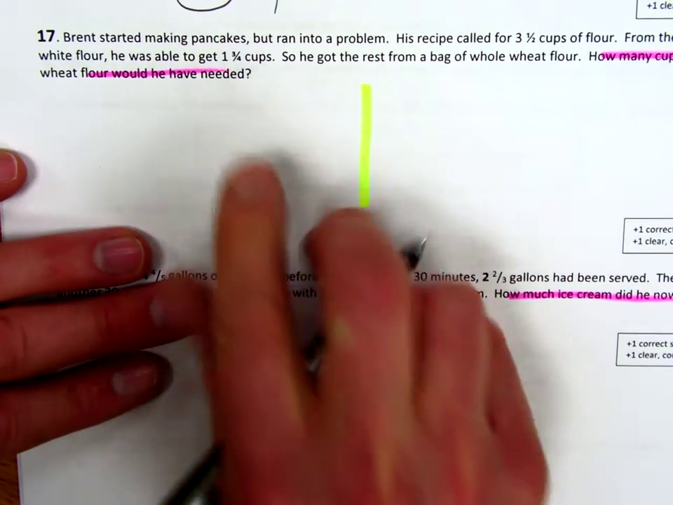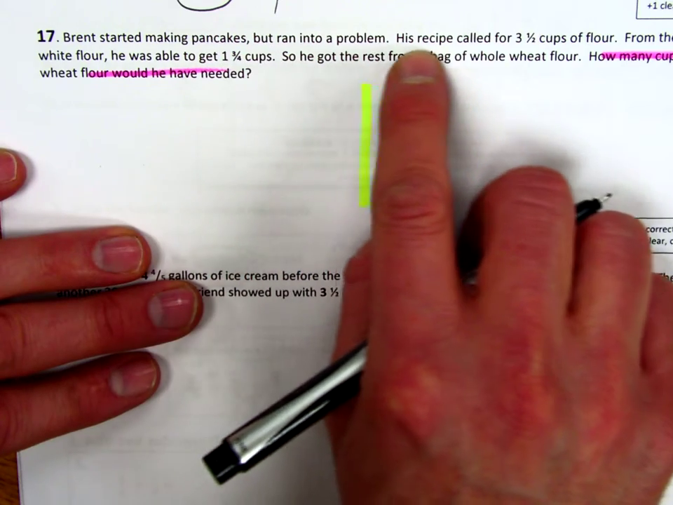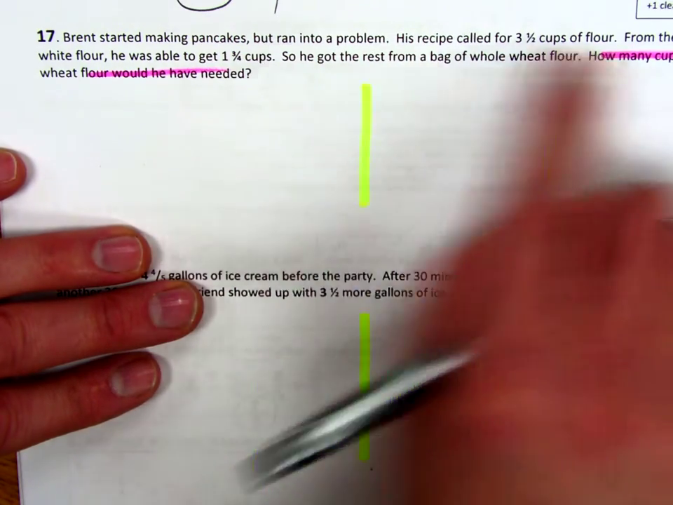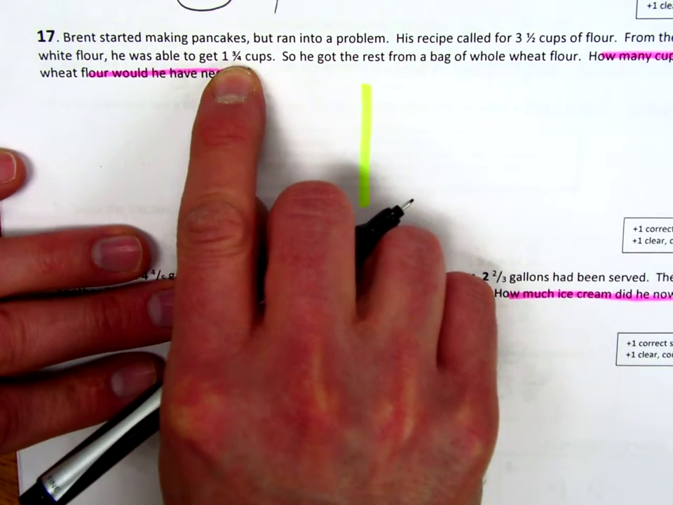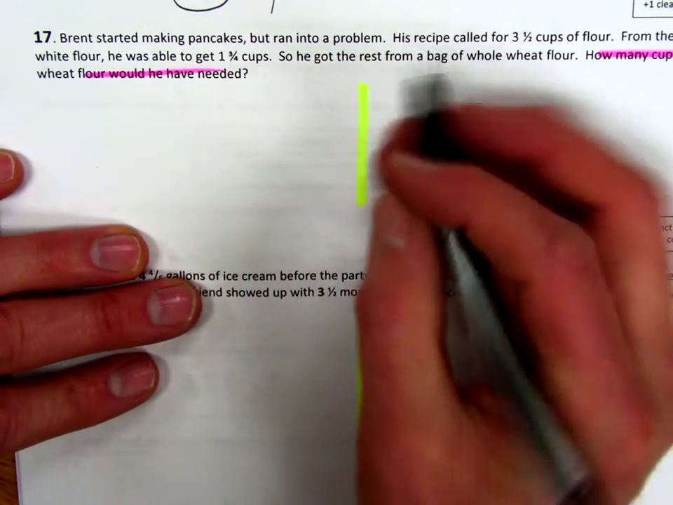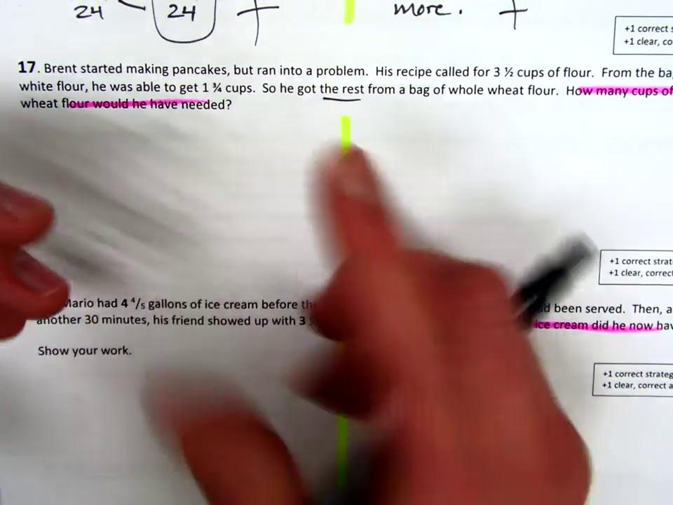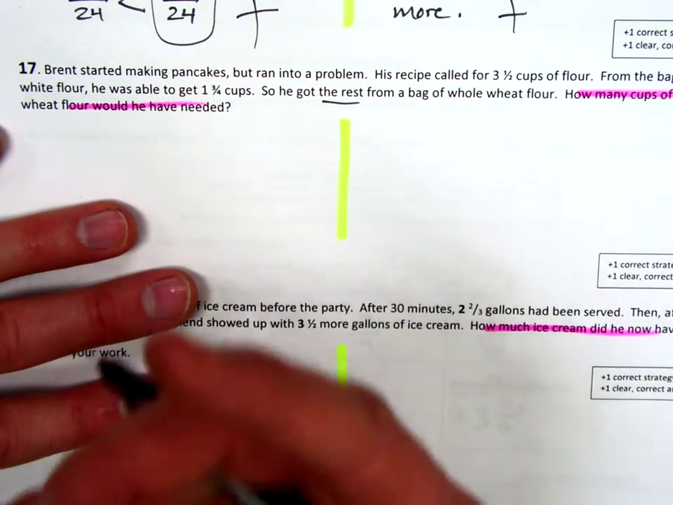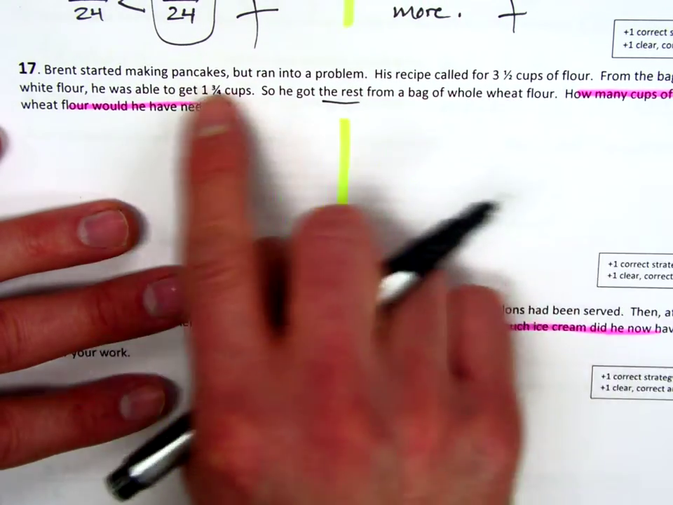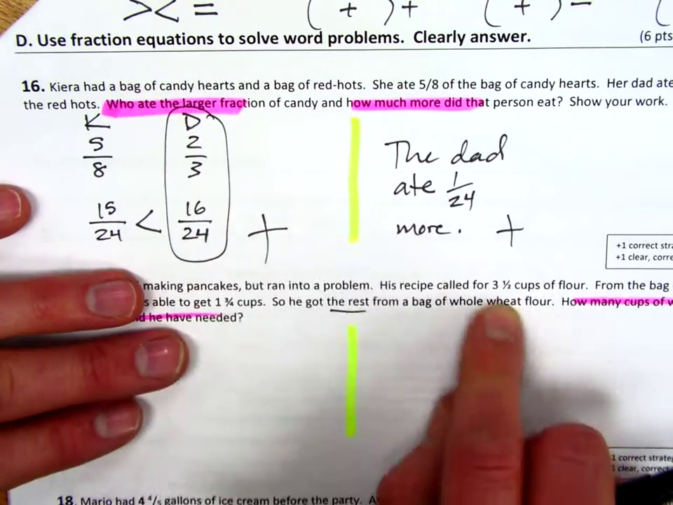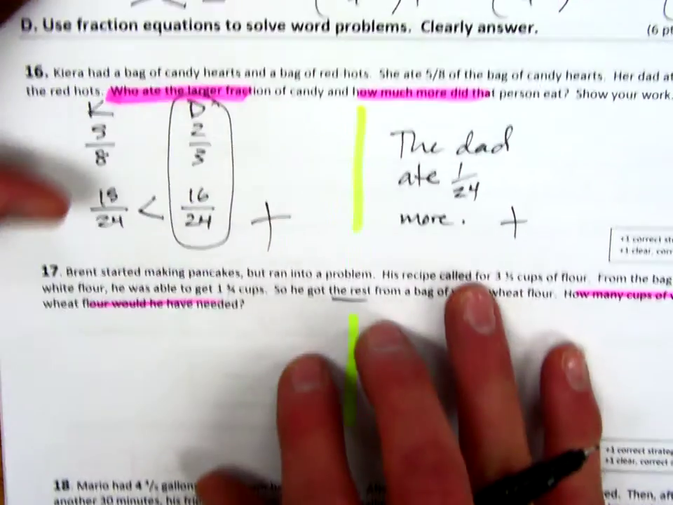Second question. Brent started making pancakes. He ran into a problem. His recipe called for an amount. From the bag of white flour, he was able to get a certain amount, but then he got the rest from somewhere else. The rest kind of signals it's a subtraction problem here. And again, the problem on the next test the student may get here isn't necessarily going to be this, but you do need to work in layers. You need to be careful and so forth.